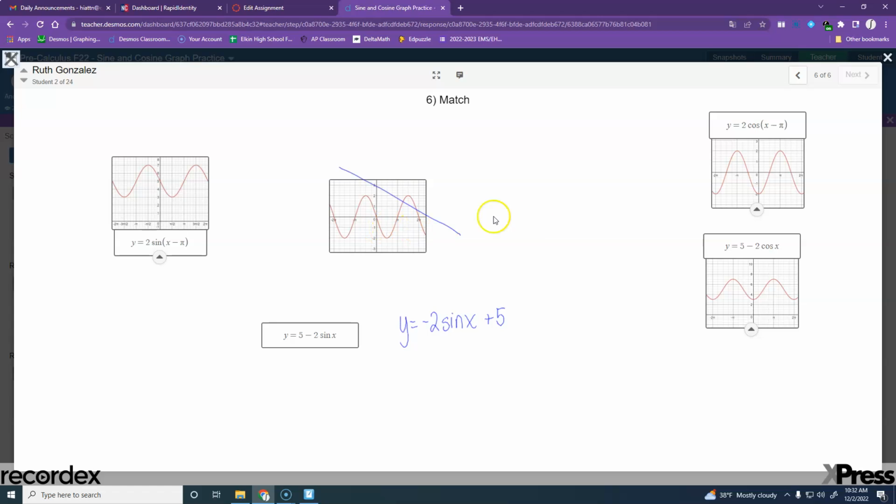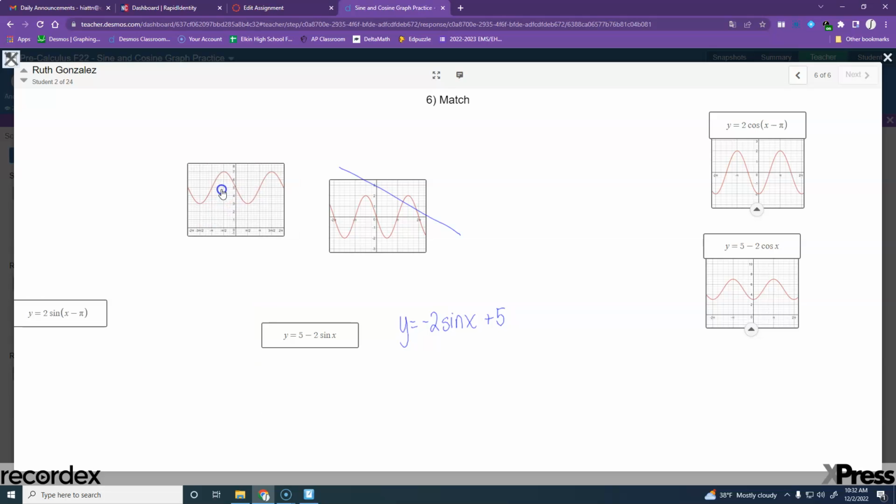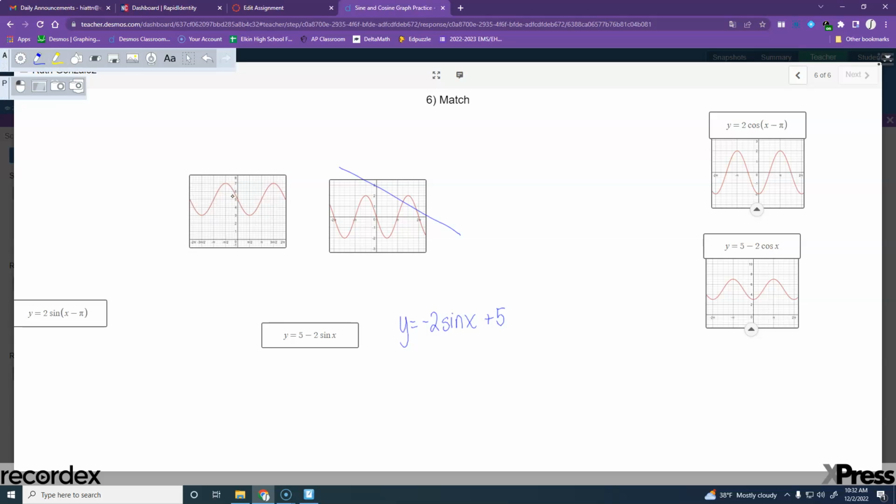Okay, so which ones do have midlines of 5? This one here and this one here, right? So I need to think about which one of these would be sine. So I see here I've got a minimum point as my y-intercept. This one, the midline is here, but I go down instead of up. Is that correct for this?